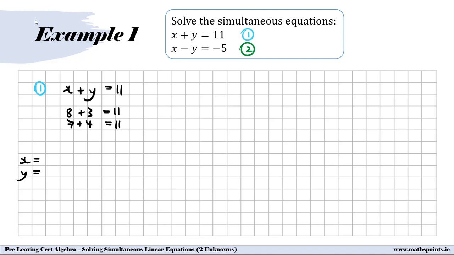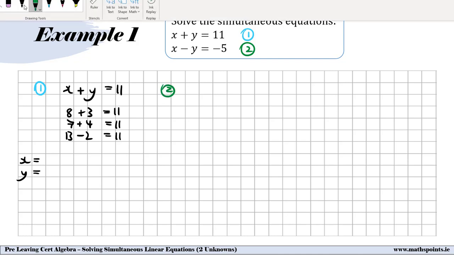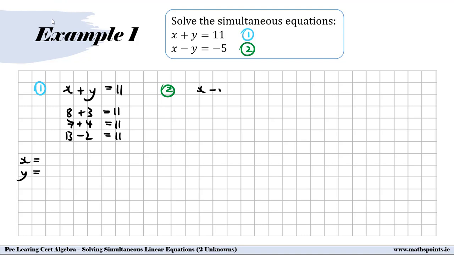I can have negative numbers. I could have 13 minus 2 equals 11, so x would be 13 and y would be minus 2, and that's a solution. So to have two equations, we know that the answers for x and y have to satisfy both. So if I write down the second equation, so equation 2, x minus y equals minus 5. Let's see if 8 and 3 satisfies equation 2, and if it does, well then that is the solution to this simultaneous equation.